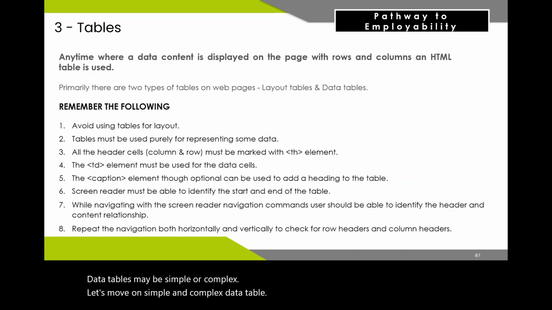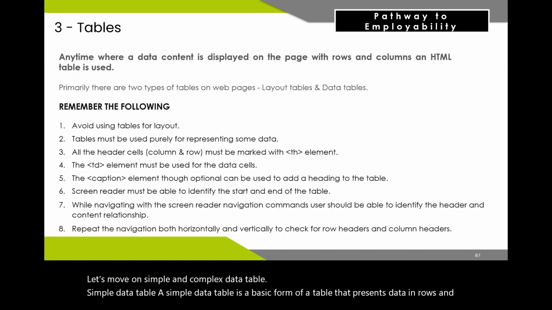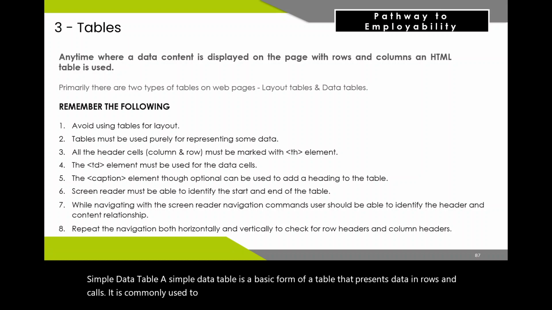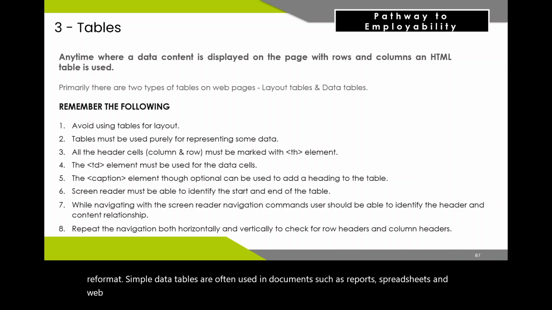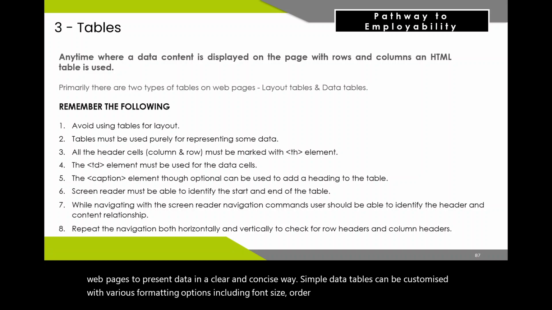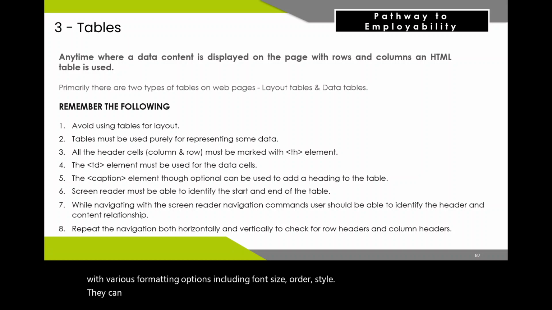Simple data table. A simple data table is a basic form of a table that presents data in rows and columns. It is commonly used to organize and display information in a structured and easy-to-read format. Simple data tables are often used in documents such as reports, spreadsheets, and web pages to present data in a clear and concise way. Simple data tables can be customized with various formatting options, including font size, border style, and cell color. They can also be sorted and filtered to help users find the information they need.